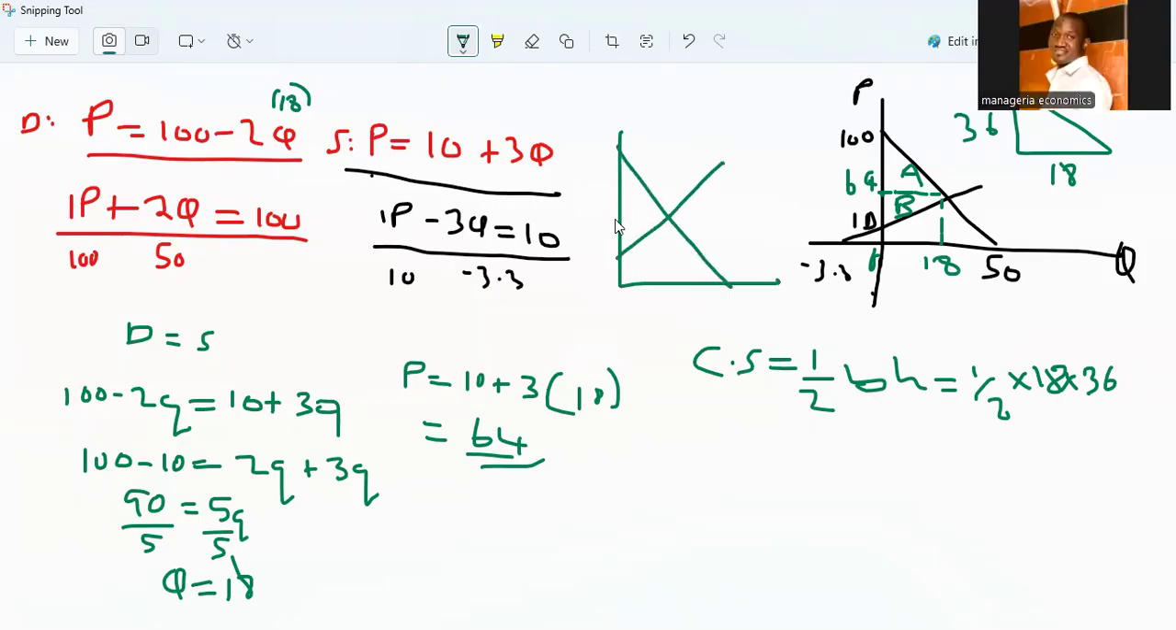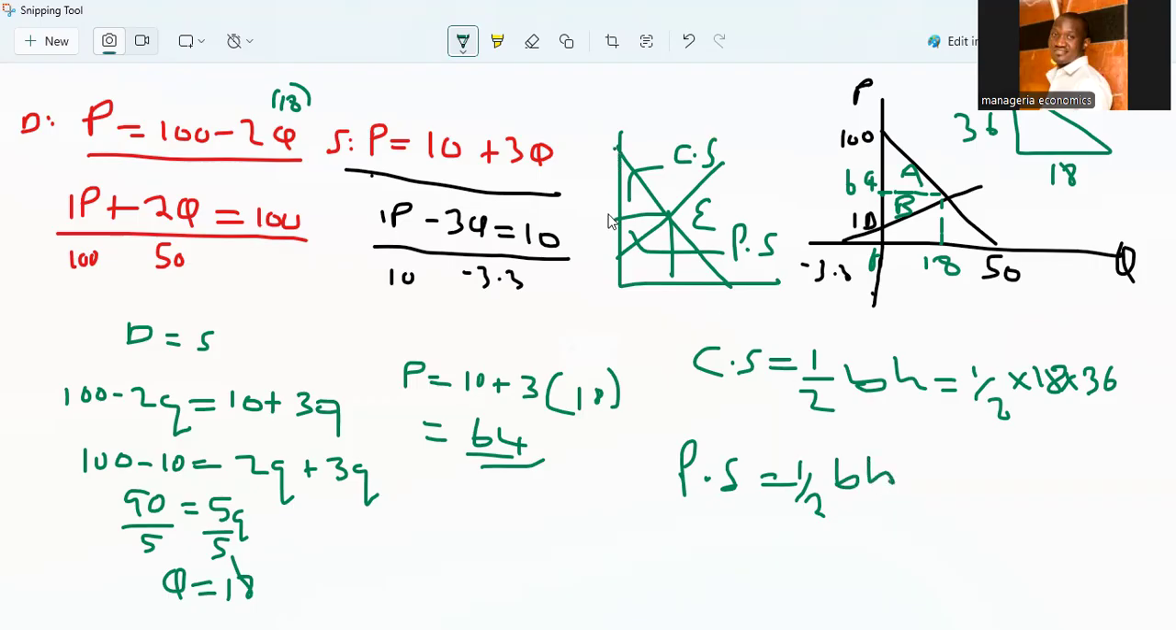Equilibrium, first of all, is a point where demand meets supply. This is called our equilibrium. Then this area here is called the consumer surplus. Then the area here is called the producer surplus. So the formula for consumer surplus is what? Half base times height. Same, the area for the producer surplus is also half base times height, which is the triangle. Now, how do we get those dimensions?